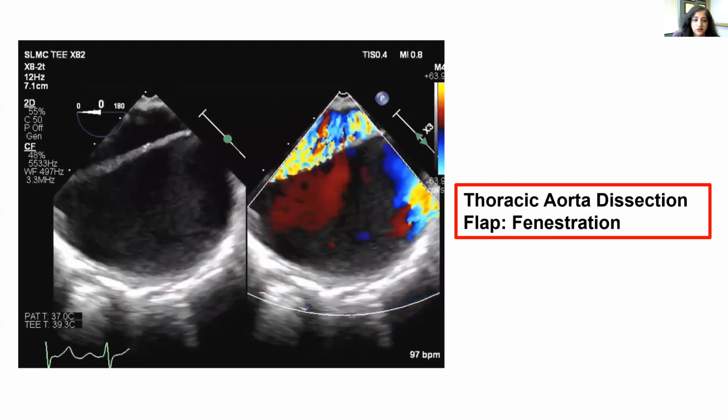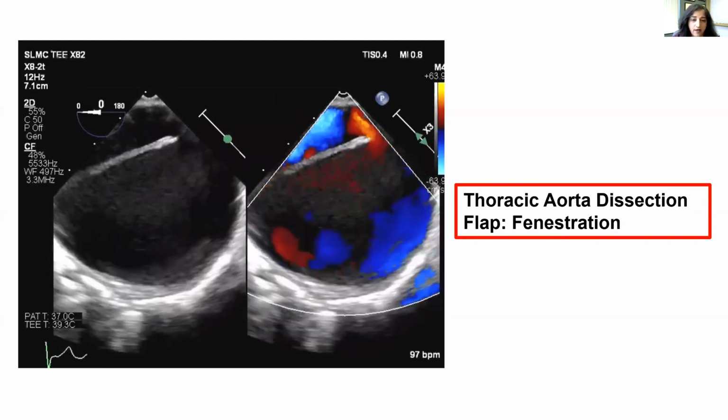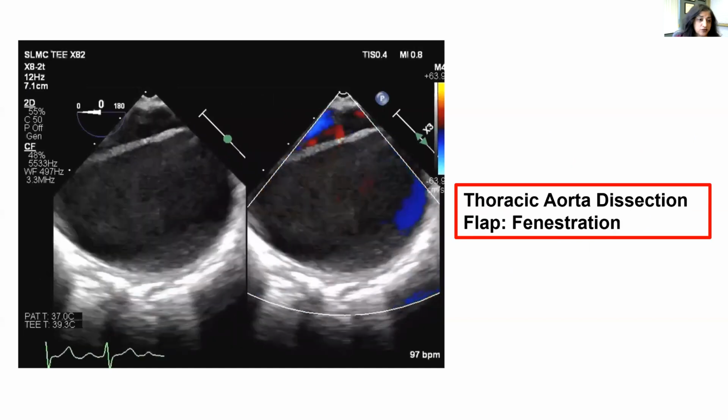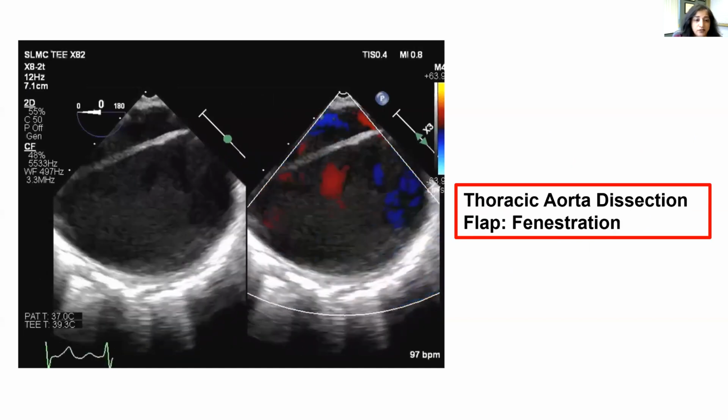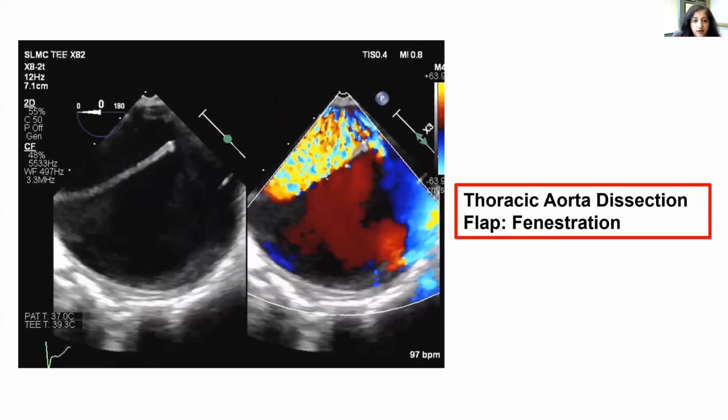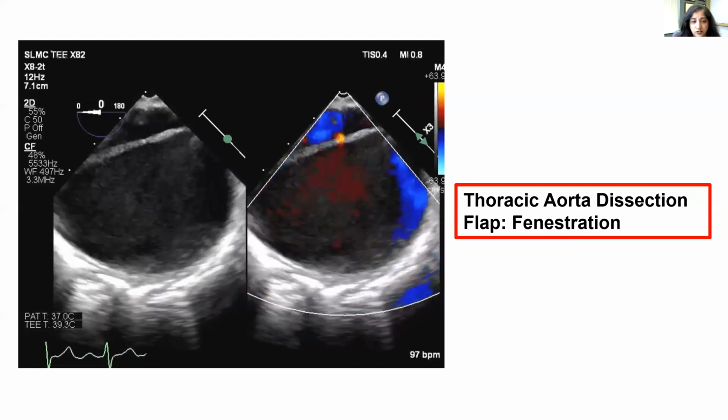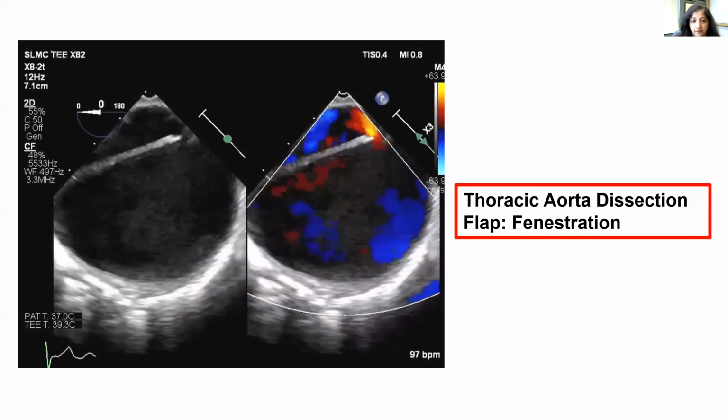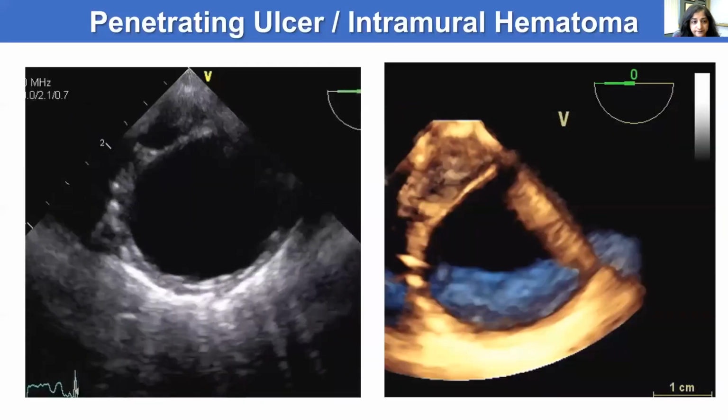And then here you see in this thoracic aorta view that you have a flap, which basically differentiates the true from the false lumen. And you see the false lumen is sort of slower flow here, but you can also appreciate these fenestrations, communications between the true and the false lumen.